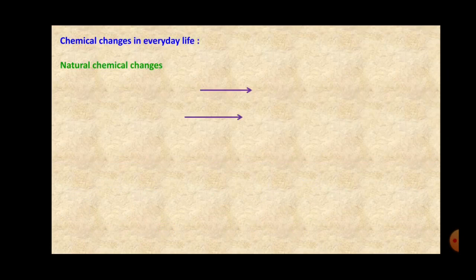So reactants convert into the products, and this is written in the form of a chemical equation. Then we will study about the different chemical changes which take place in our day-to-day life. First we will study about the natural chemical changes, and then we will study about the man-made chemical changes. So first let's start with the natural chemical changes.